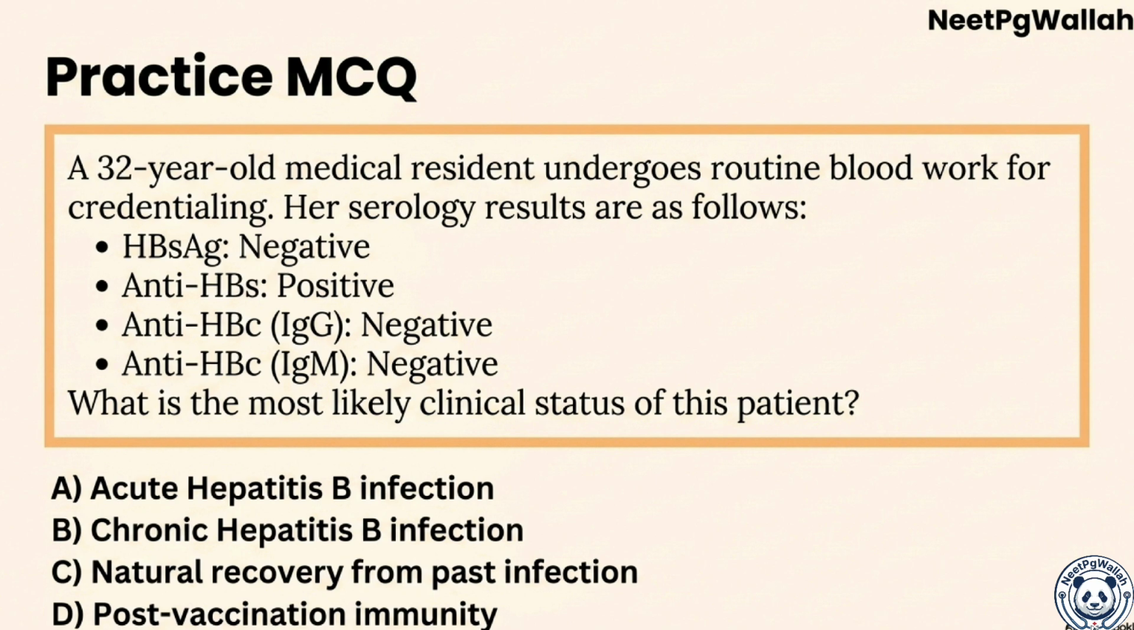A. Acute hepatitis B. B. Chronic hepatitis B. C. Natural recovery, or D. Post-vaccination immunity. I actually want you to pause this explainer for a second, use your SEMGS blueprint, look at the clues, and logically deduce the answer.